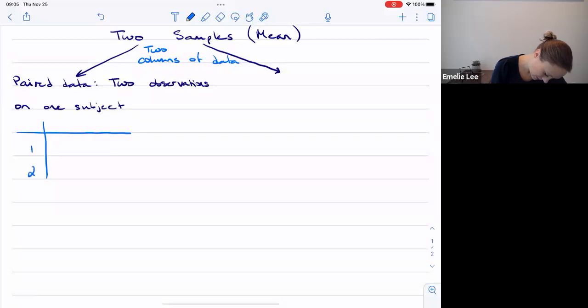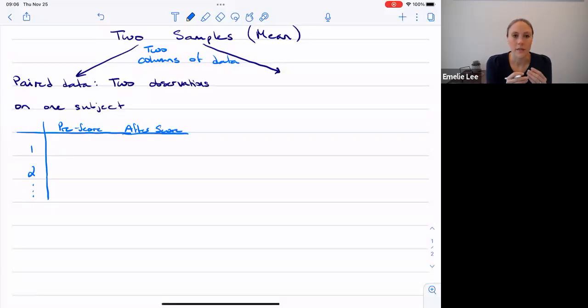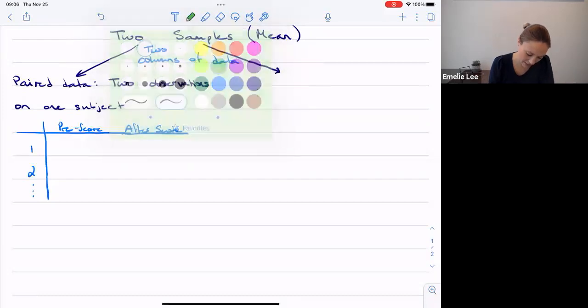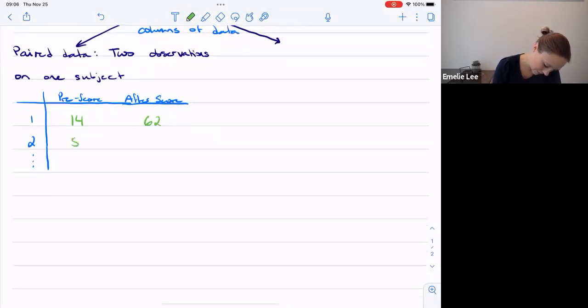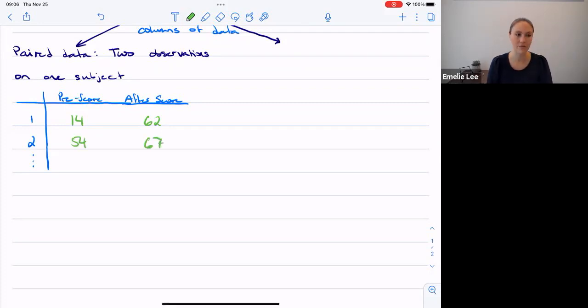1, 2, and then we've got maybe a pre-score and then an after score. But each observation contributes to each column, so these are paired on this one observation. Here we might have something like 14 and then 62, and then this one maybe was 54 and 67. Who knows what these scores are, I'm just making them up. It could be anything.